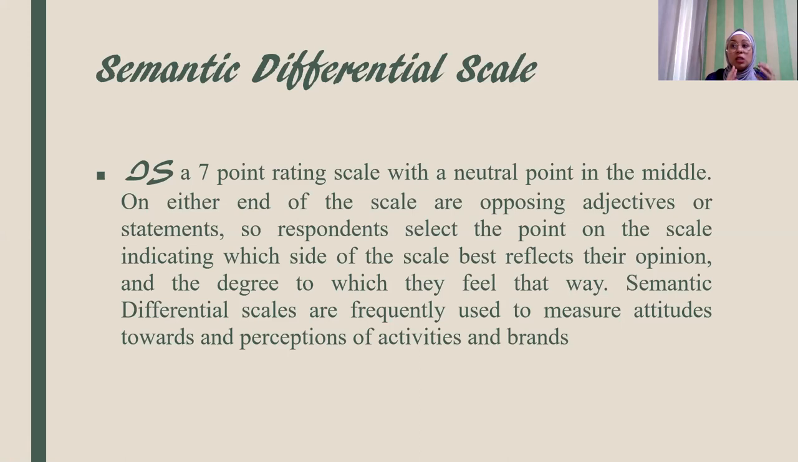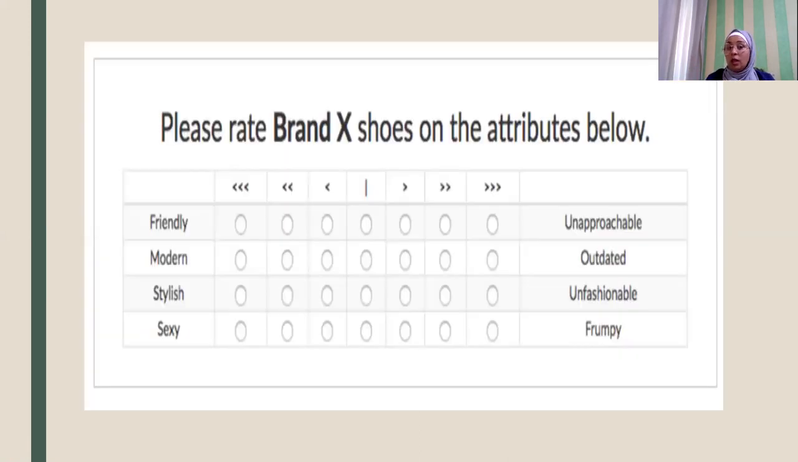One is about a full statement, and the respondent is going to choose one of the five categories. Here it's about opposing objectives. Let's see the example here: please rate brand X. For example, Charles and Keith. Explain how you feel about Charles and Keith. For example, modern, outdated, stylish, unfashionable, sexy, crumbly.